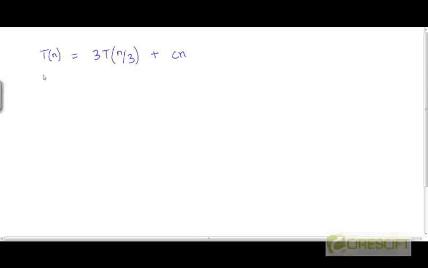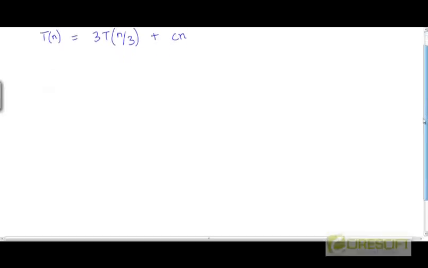The recurrence equation that we need to solve is T(n) = 3T(n/3) + c·n. We can assume that this constant c is some positive number. So we are going to use the recursion tree method, which we used earlier for the merge sort algorithm analysis.